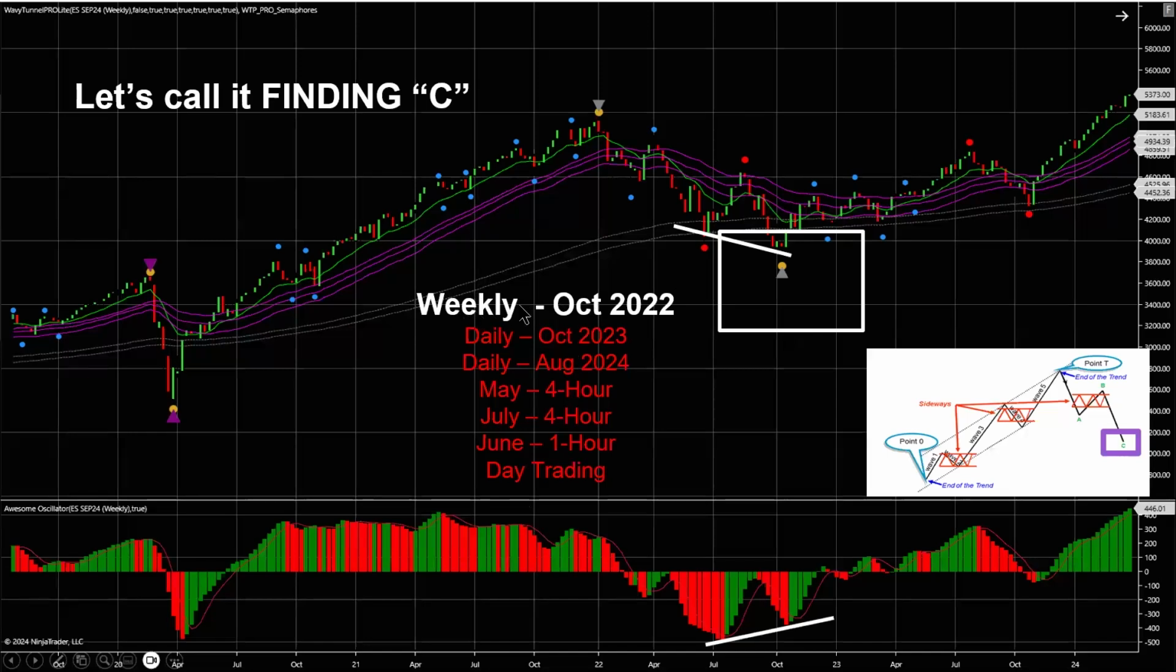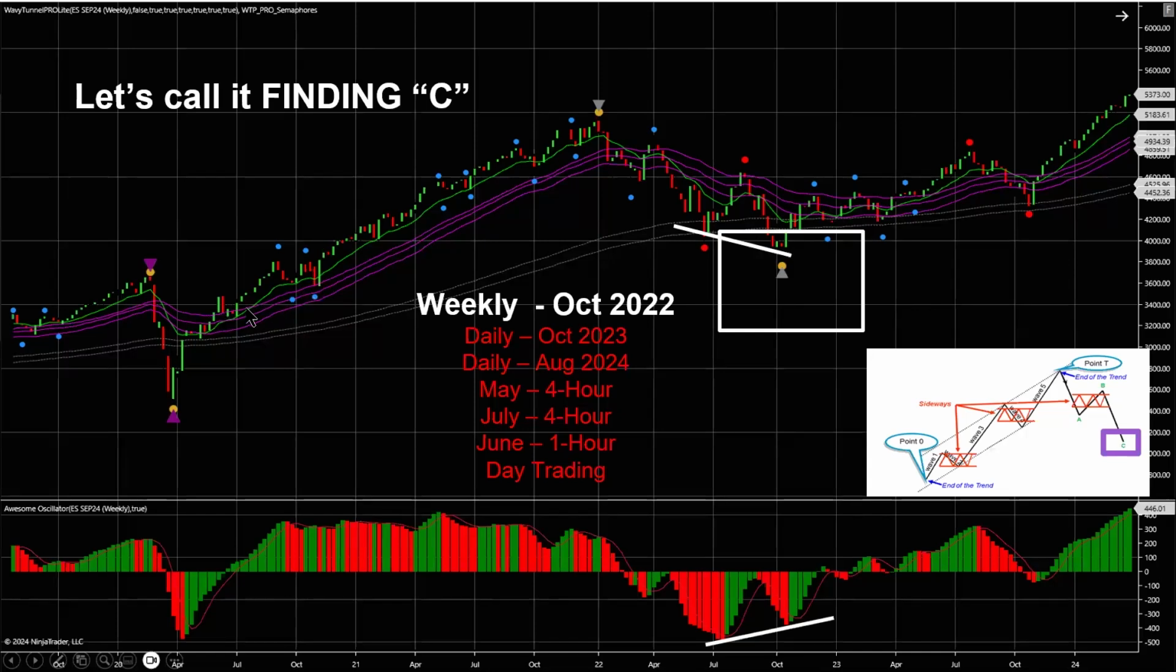This is an example of the weekly that showed up in October of 2022. What I'm doing is finding these patterns, these market roadmap patterns. We're calling it finding C. So finding the end of this ABC sequence, and when we find C, there is a really good chance that we want to look for a market turning point at this point.